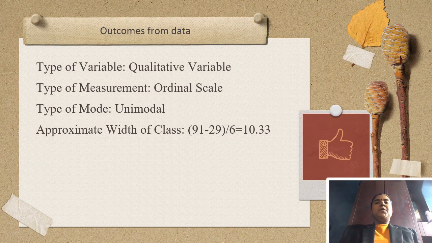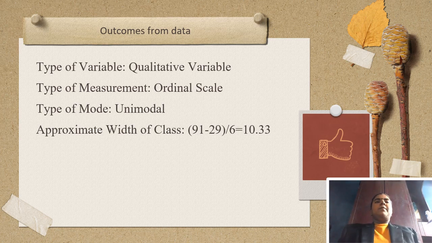Now let us view the simple outcomes of interpretation for this question. The first one is the type of variable. As you can see, this question is a qualitative variable because the variable is not measurable on a numerical scale. Second, the type of measurement is an ordinal scale because it has simple, natural, and ordered categories. The next one would be the type of mode. This is unimodal because it only has one single highest value.